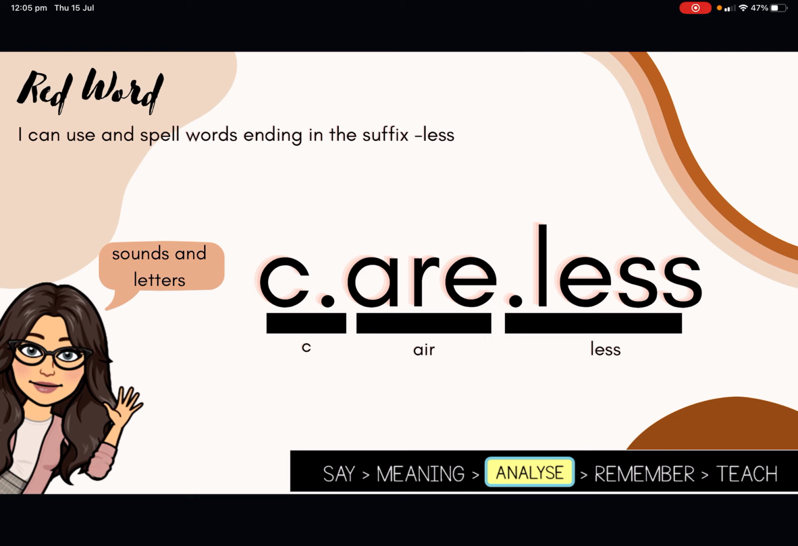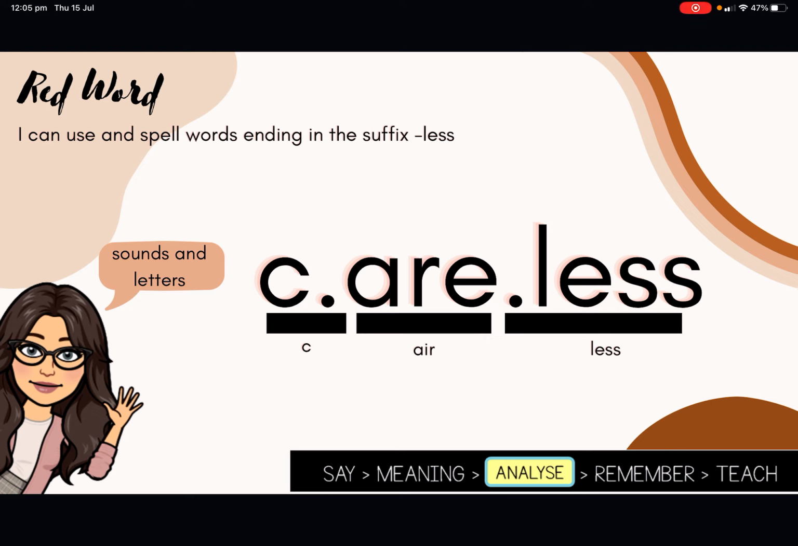As we move to the middle of the word, we have k, air. Now we can hear that air sound. And generally, we know that when we spell the word air, as in the air in which we breathe, it is the A-I-R letters. However, in the word careless, it's actually the trigraph A-R-E.